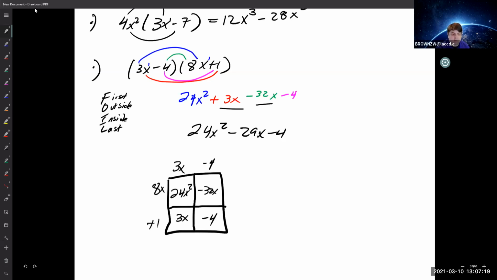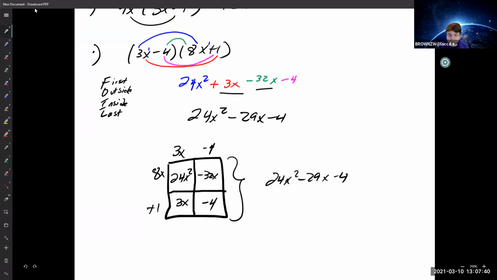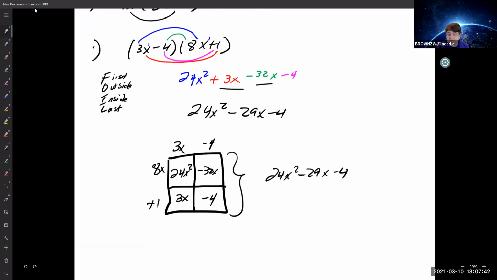-4. And then we have these like terms along this diagonal. So we're going to combine those. Once again, it's the exact same final expression: 24x squared minus 29x minus 4. This just collects it in a slightly different way that some people like, it's very nice and organized. So these are the two ways to set this up. So yeah, feel free to pick either one.